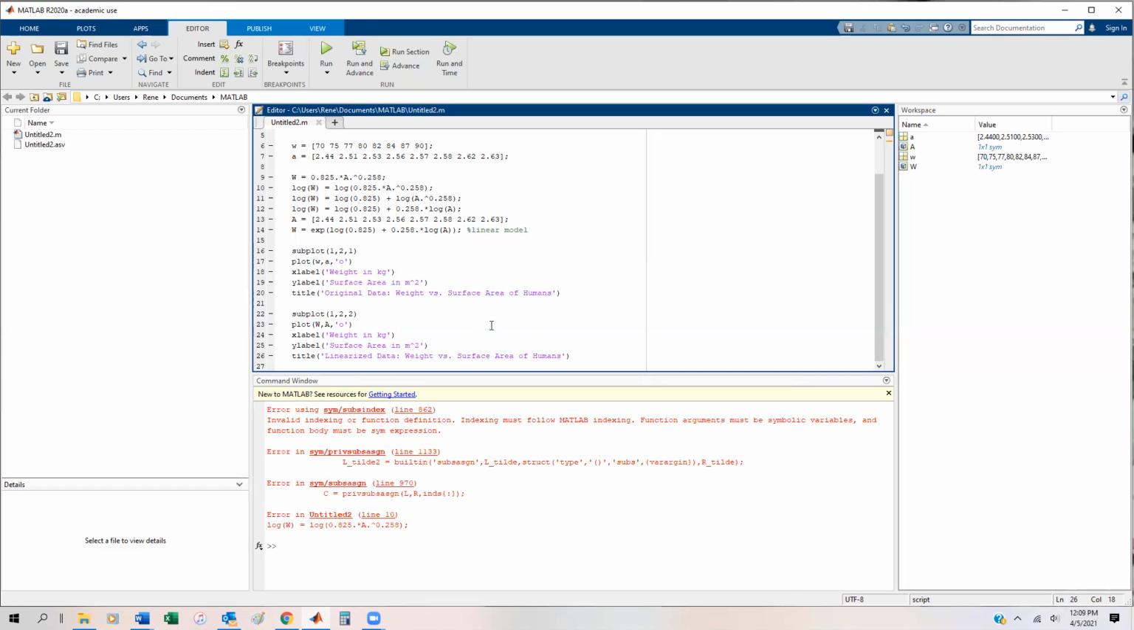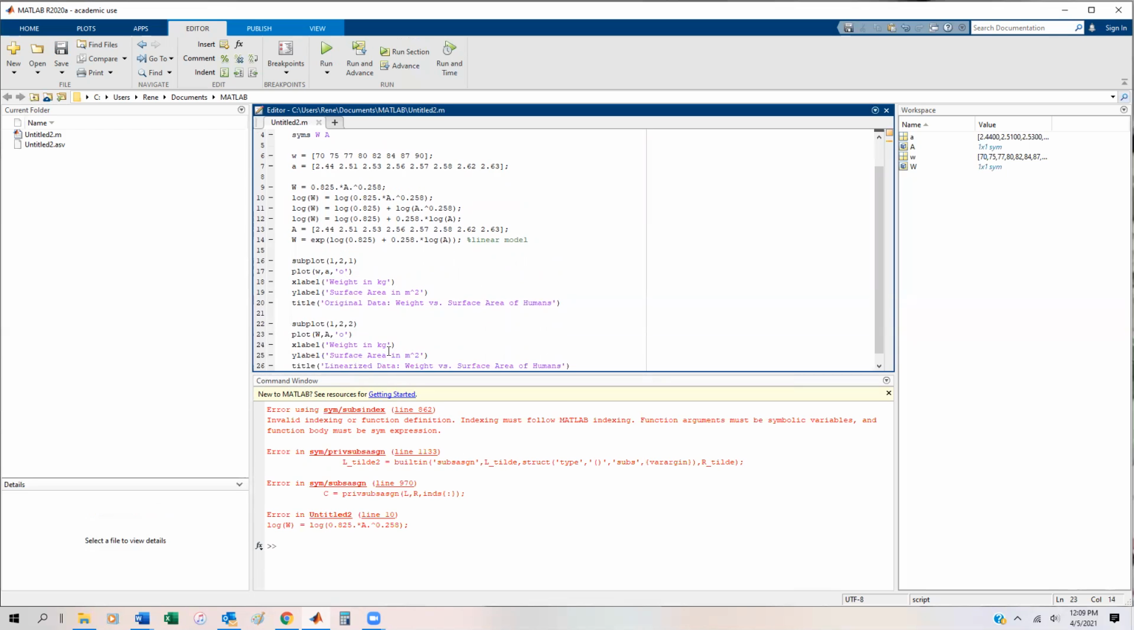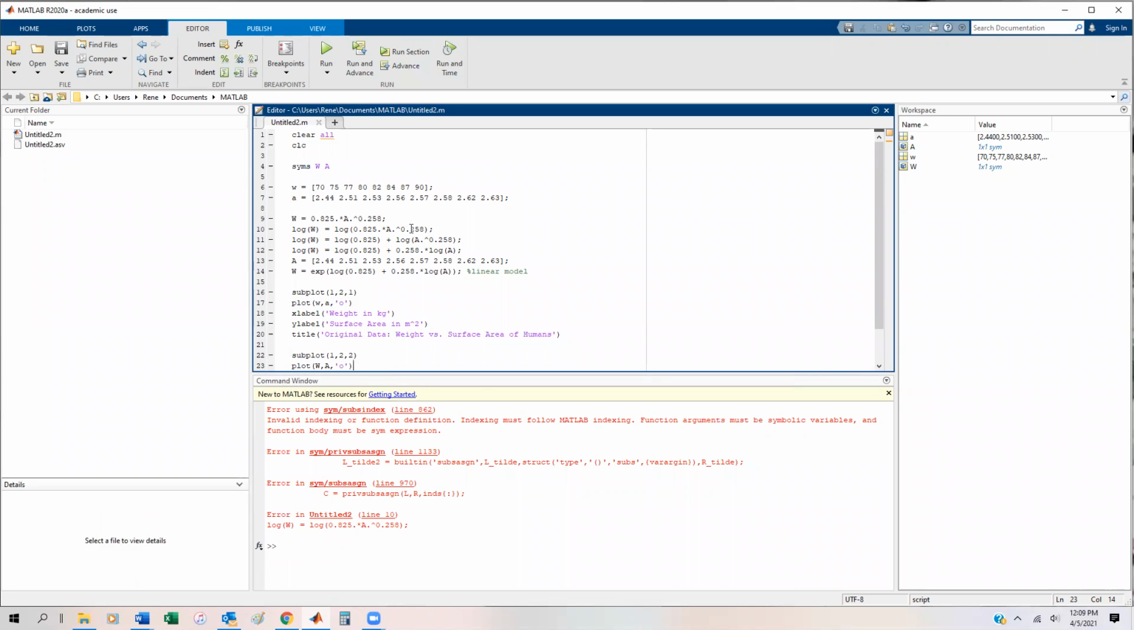All right, so something went wrong here. Invalid indexing. Symbolic there. Let's try W and A. Maybe that'll help. Not sure. Same thing. So it's telling me that there is an error. Well, it might be here. We really don't need any of this stuff, so let's just cut this out.